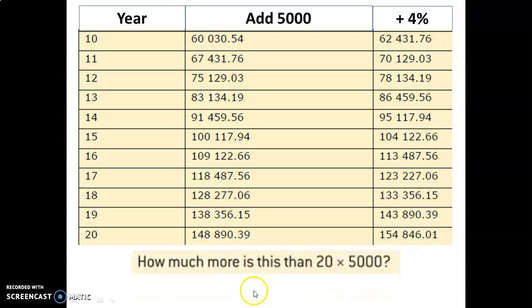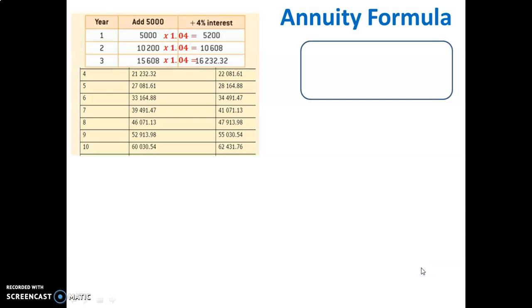How is this different than if he had just simply taken 20 years times his 5,000? Well, 20 years times 5,000 is 100,000. So he has this much he got through this annuity minus the 100,000 he would have if he didn't invest it at all. He's up by 54,000. Pretty good, pretty good.